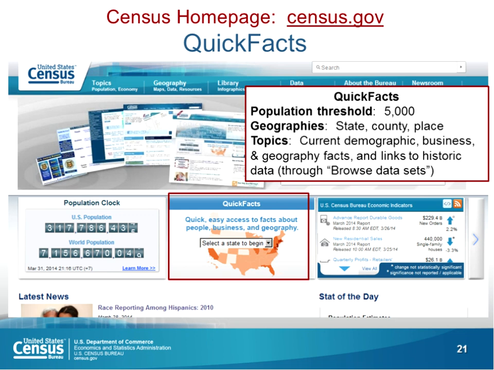You're also able to get the geographic facts, for example, a geographic identifier for that particular area. The one limitation still is that the population has to be at least 5,000, so that rules out a lot of smaller areas that will not have access to QuickFacts as an app tool, but will have to go into American FactFinder and pull their data down.